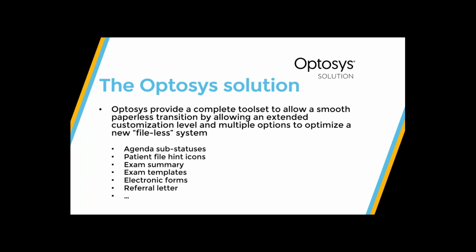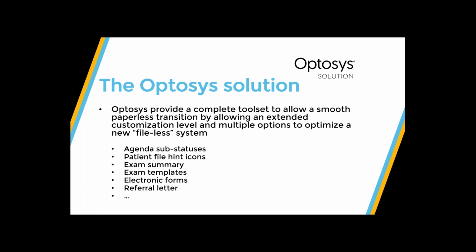Also, it allows an extended customization level, because all the templates we see today, the letters and the forms, and even the visit types and so forth, are completely customizable in terms of size, information, colors and components. So you can do pretty much what you want in Optosys. Of course, you have a best practice scenario, but you can always go around it if there's something specific you want to retain from your paper habits. And of course, there are multiple options to optimize a new fileless system. So we'll see that we have a lot of tools to work with, and some of them are listed here.